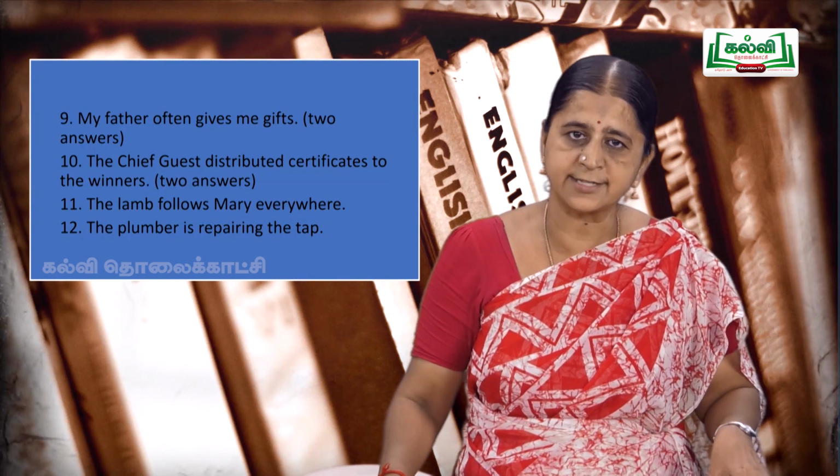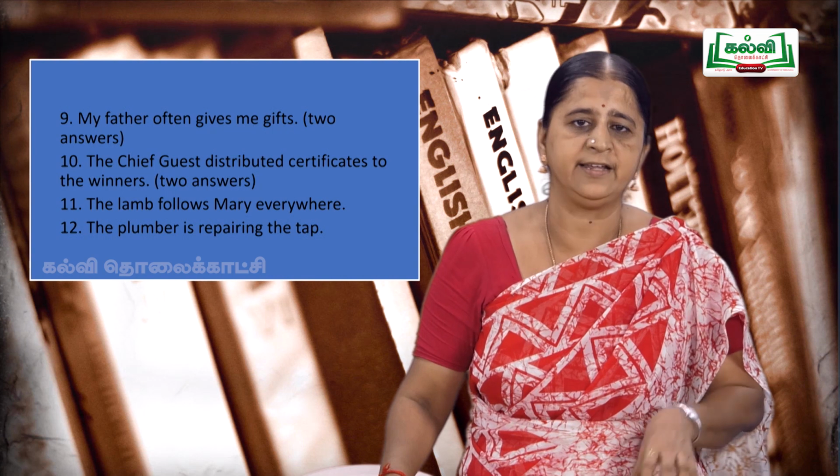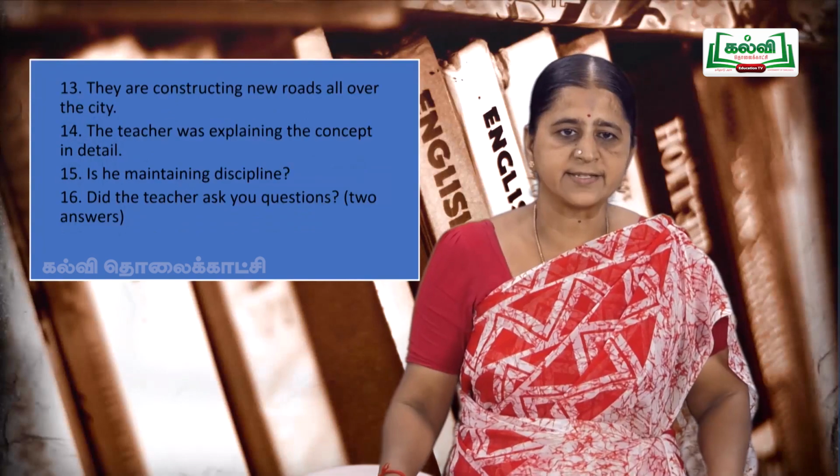So that is your answer. Look at the next sentence. The plumber is repairing the tap. The plumber is repairing what? The tap. So this is of the present continuous tense. Is repairing, present continuous tense. So the plumber is repairing what? The tap. The tap, singular, is, because it is present continuous, you use being. The tap is being repaired, R-E-P-A-I-R-E-D, is being repaired by whom? By the plumber.